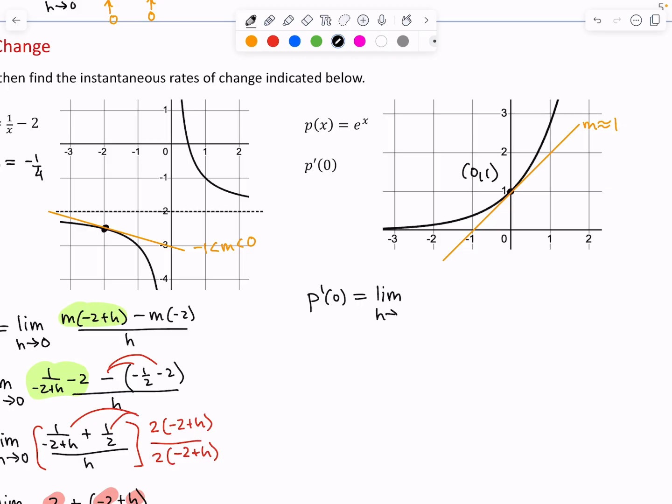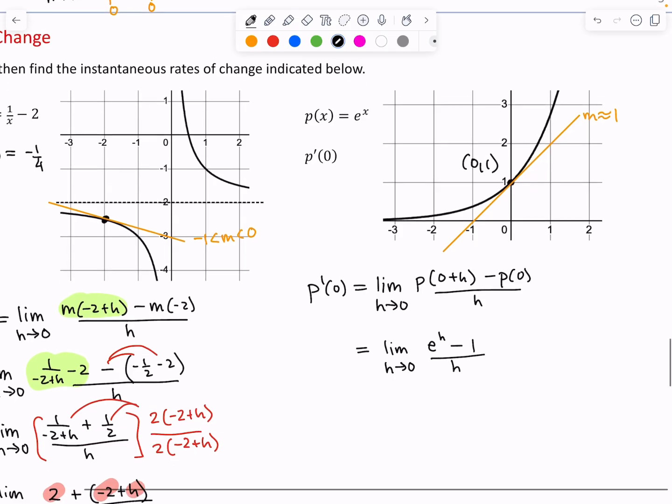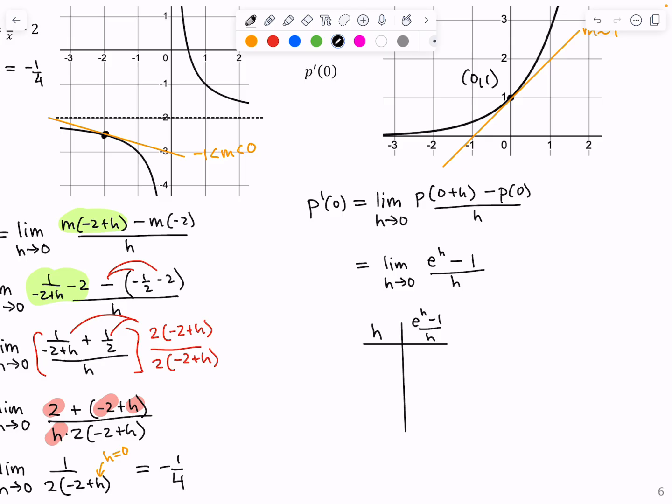It's the limit as h goes to 0 of p of 0 plus h minus p of 0 all over h. Well, 0 plus h is just h, and then plug h into the p function, and we get e to the h, minus plug 0 into the p function, we get e to the 0, which is 1, over an h. If I try to plug in 0 now, I do get 0 over 0, and this is a case for which we do not have algebraic methods for simplifying or factoring. So instead, I'm going to use a table of points and let h get close to 0.